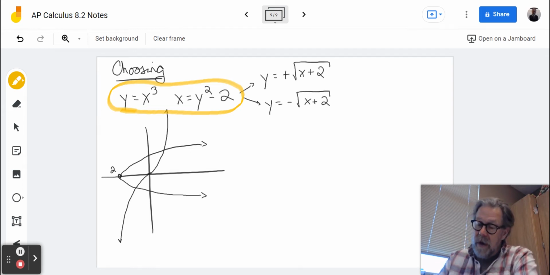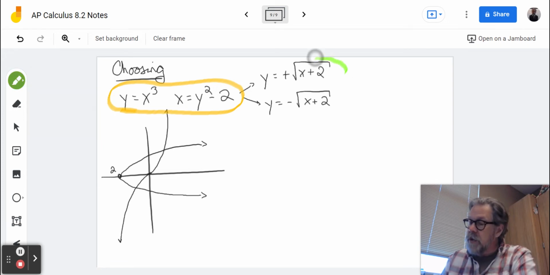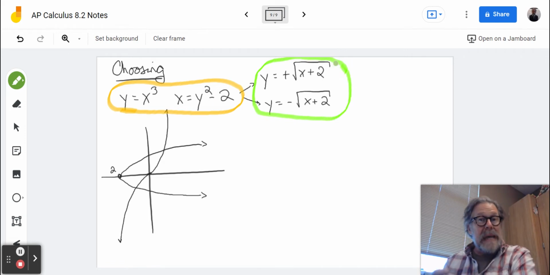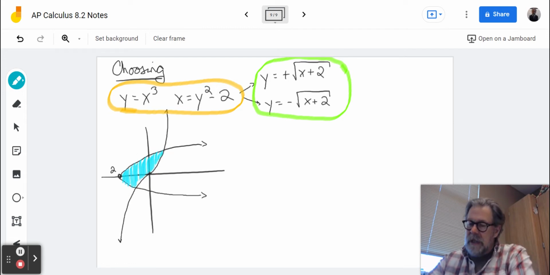So I've already gone ahead and converted x equals y squared minus 2 to the two halves that make up this non-function. The upper y equals the positive square root of x plus 2, and the lower y equals the negative square root of x plus 2. And drawing them, what I see is that I am interested in this area right here. So let's see which one would be easier.